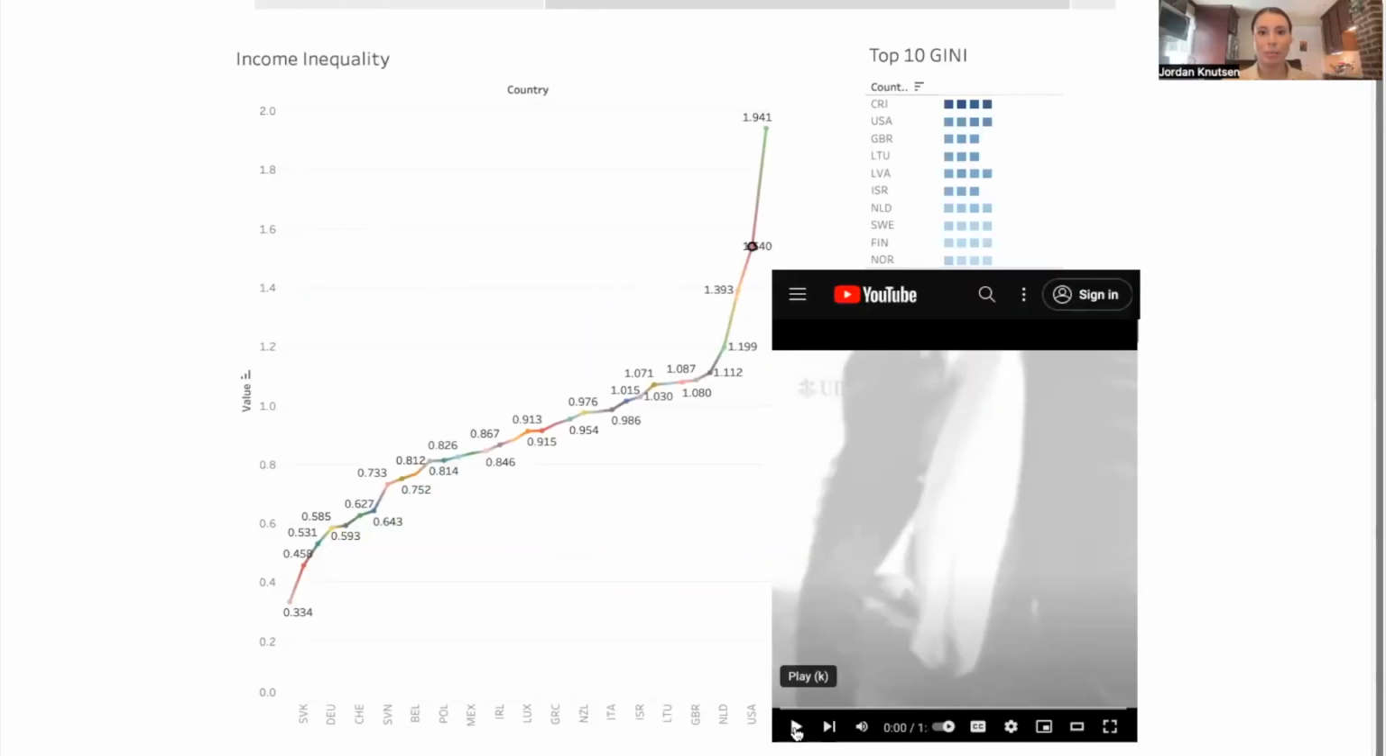This slide discusses income inequality, and I've included a short clip with Joseph Stiglitz discussing income inequality and why it's so harmful for a population.